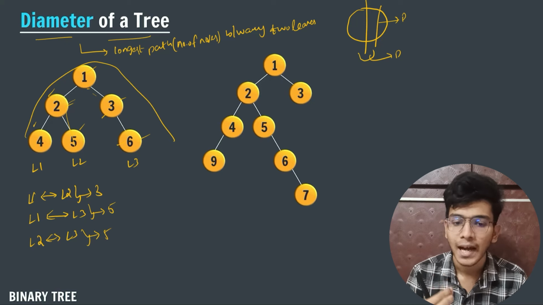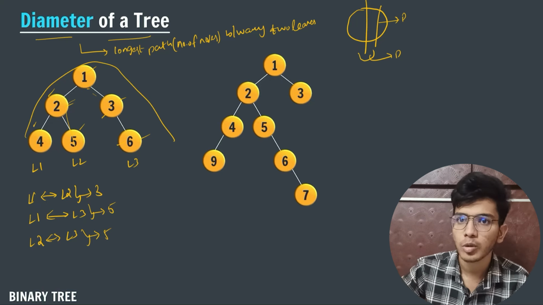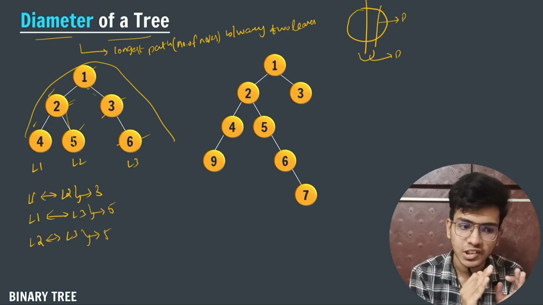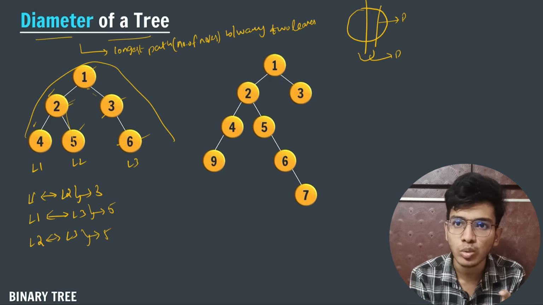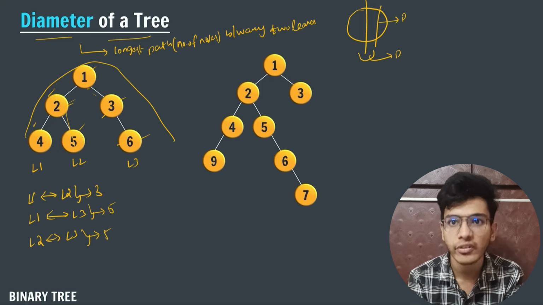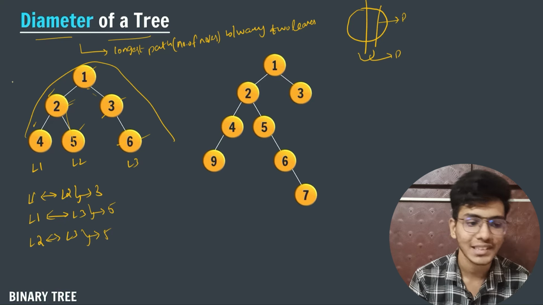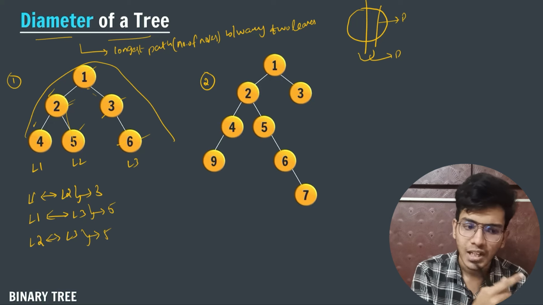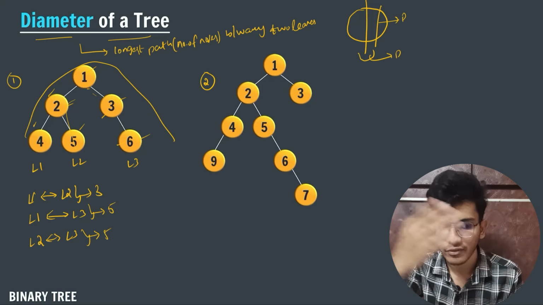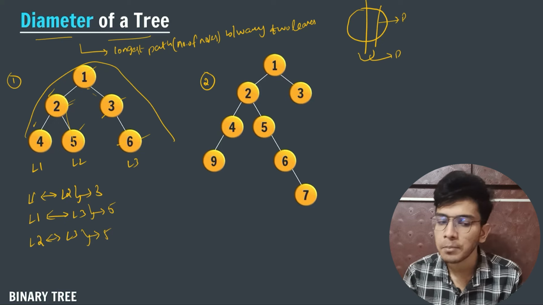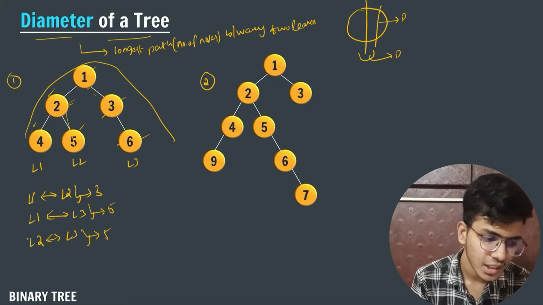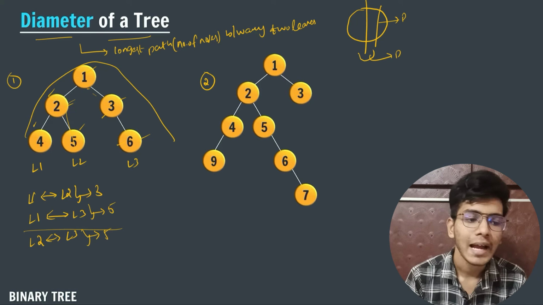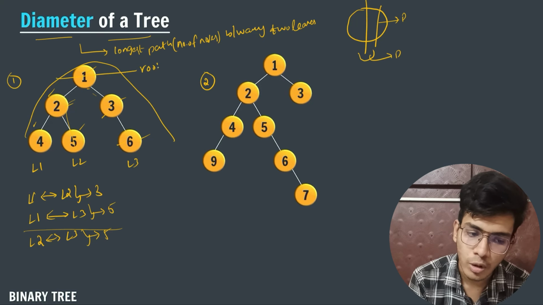Now let us talk about how we are going to do this. Before we talk about the approach, let us observe one thing. Let us analyze the diameter for these two different structures, two different trees. This is my tree 1 and this is my tree 2. In tree 1, the path from leaf 1 to leaf 3 will become one of the diameters, and it is passing through my root node.